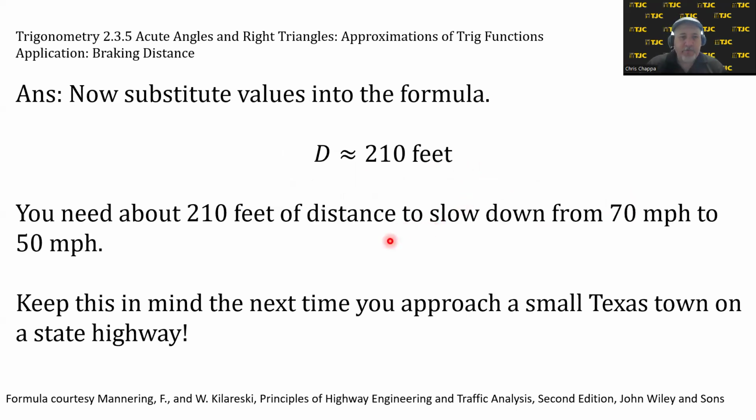That's what I just said. Now, why did I pick 70 and 50? Because I drive Highway 80 in Texas quite a bit. And as you approach the small towns, the speed limit drops from 70 to 50. So keep this in mind the next time you approach a small Texas town on a state highway. You need about two-thirds of a football field's length to slow down to the correct speed, assuming your car meets these parameters and the grade is negative 3.5 degrees.